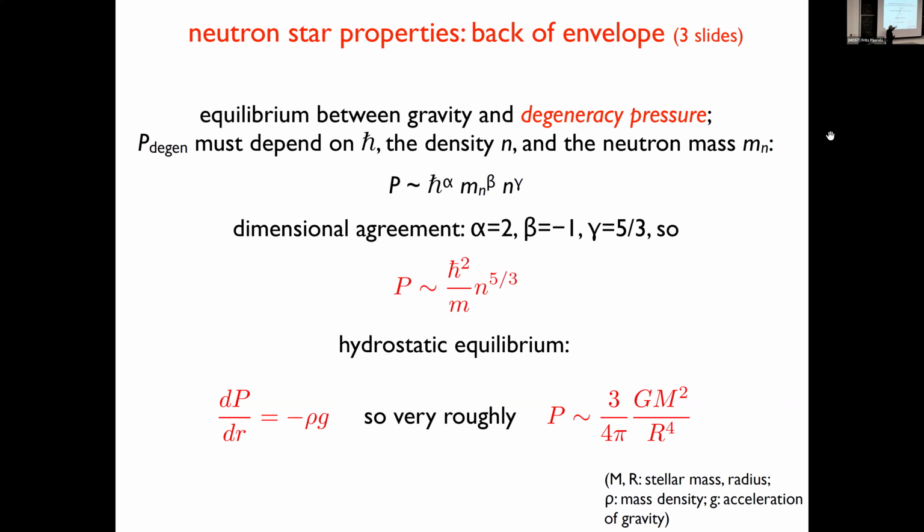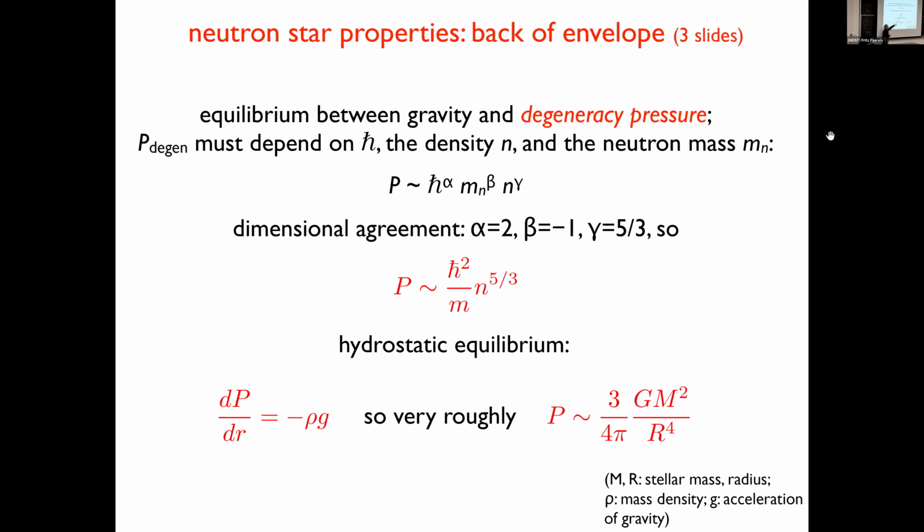So if I raise these numbers to powers alpha, beta, and gamma, and I say that the resulting expression must actually have the dimensions of pressure, force per unit surface area, then I can work out that alpha equals 2, beta equals -1, and gamma equals 5/3. On both sides, the dimensions are the same. So within a factor of a few, this is what the equation of state for a fully degenerate gas of free neutrons should look like, right?